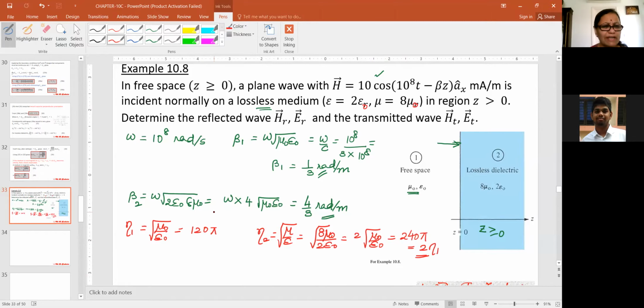Now can you logically tell me what is the next thing that we will have to find out? I got eta 1 and eta 2.